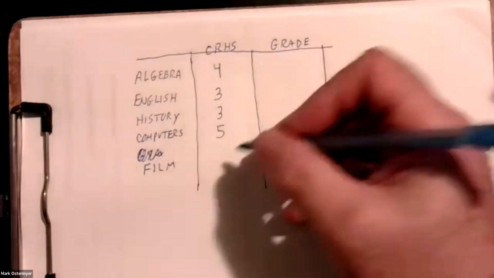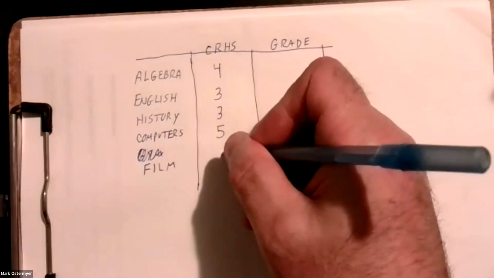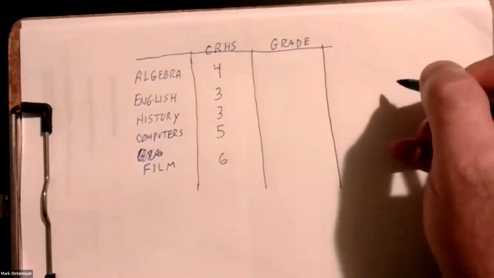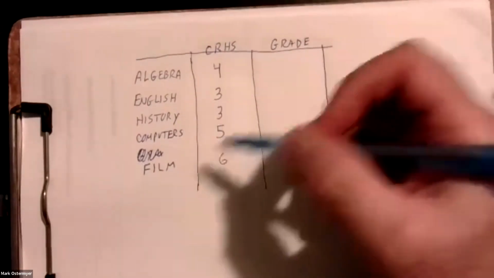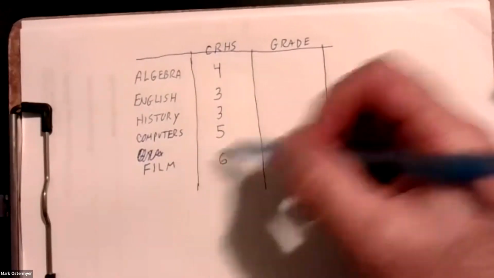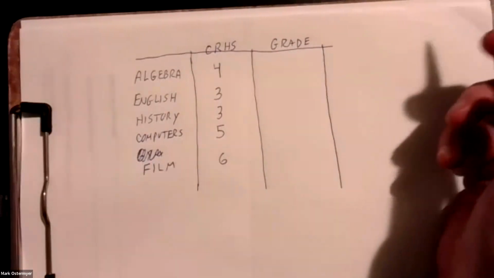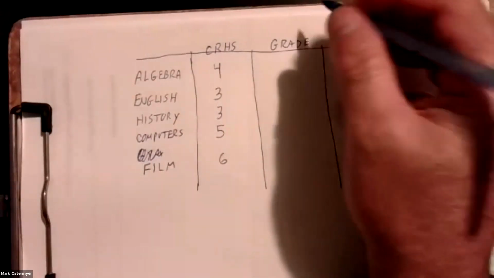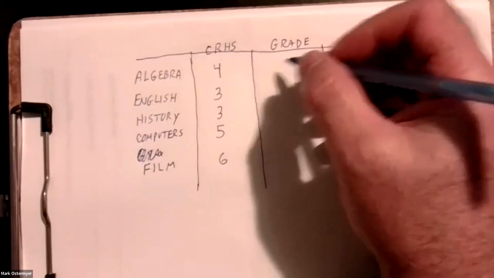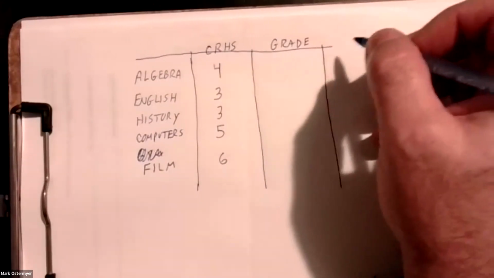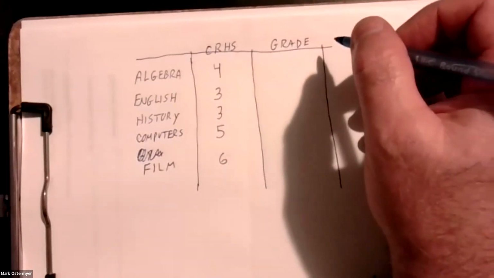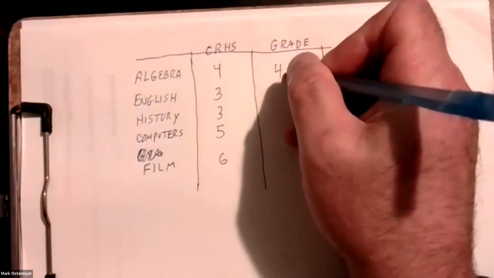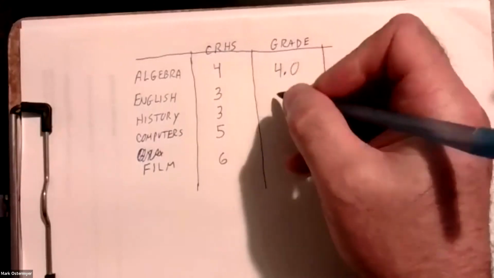5 credit hours, and maybe film is really involved. Maybe you got like 6 credit hours because you might have a lab, or on the job training or something with a film class. All right, give me a grade that we earn in algebra. The grades that we use here at Mott. Anybody? 4.0. Oh, wow. Congratulations. How about an English grade?